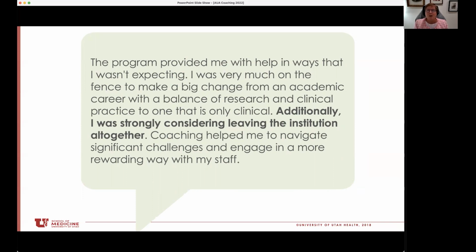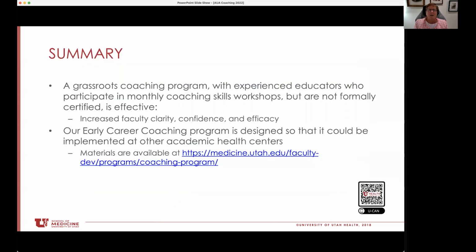One of the things that we learned from these qualitative statements was that coaching actually may be a really valuable tool in retention. We help people understand how they could fit in an environment that can be challenging and made them much more positive about their career going forward.